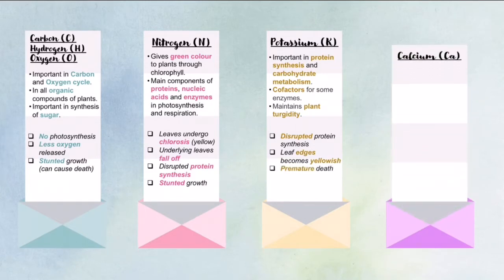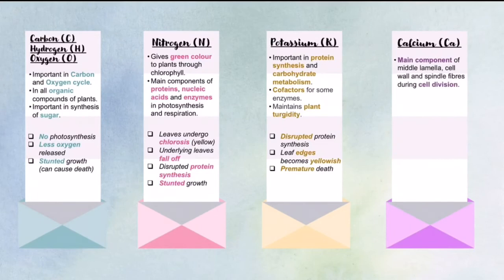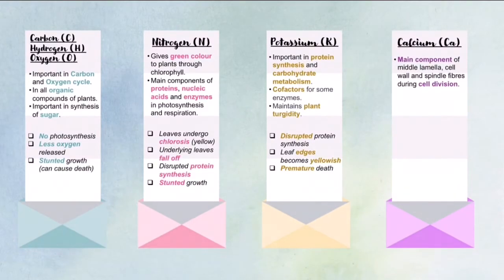Next, we have calcium. Calcium is a main component of middle lamella, cell wall, and spindle fibers during cell division. Without calcium, the plants will undergo stunted growth, the leaves will become distorted and lobed, and parts between leaf veins will become yellowish.